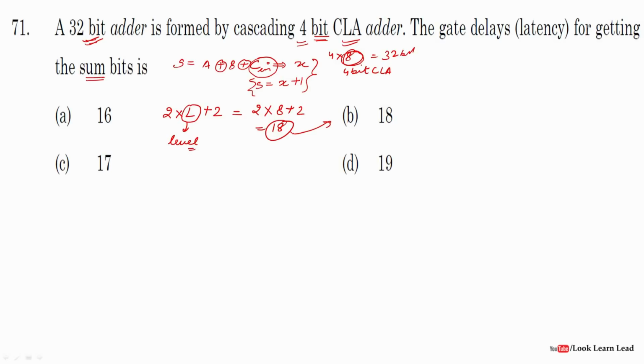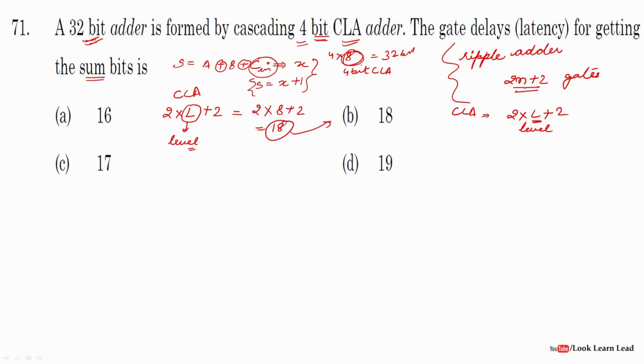This is a formula, but let's move on to the concept first. This is the formula for the carry look-ahead adder. We have a formula for the ripple adder also. It can be asked, in the case of a ripple adder, what would be the delay for 16 bits, or for a ripple adder of 12 bits, and so on. The answer for the ripple adder is 2n plus 2 gate delays. And for the carry look-ahead adder, it is 2 cross L plus 2. Here L is the level, and here n is the number of bits. So for a 32-bit adder, it would be 2 cross 32 plus 2, which is 66 for a ripple adder. For CLA, it would be 18.